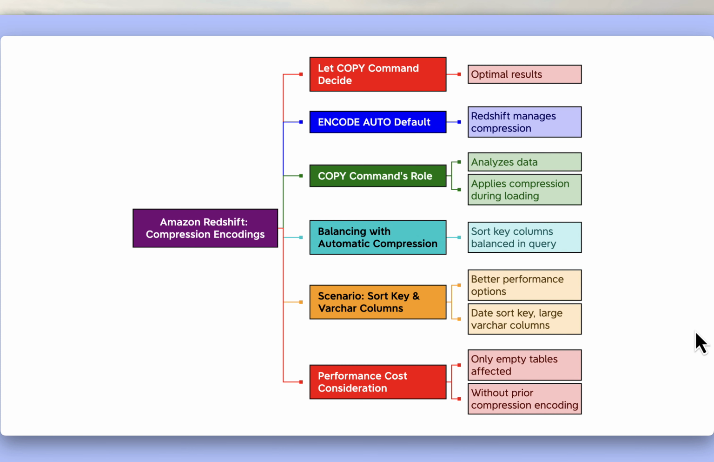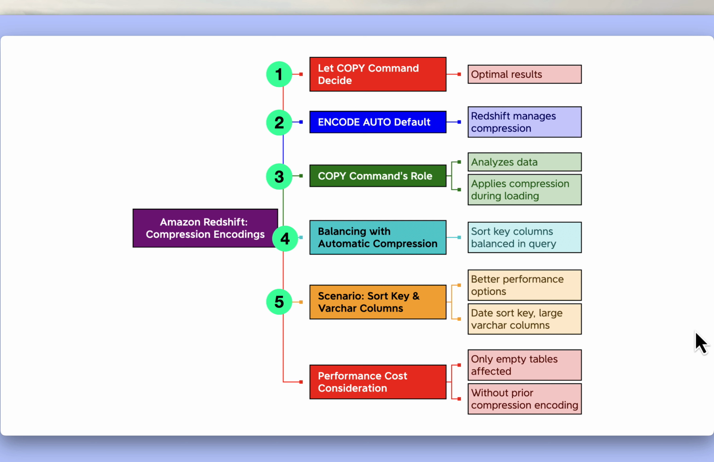Amazon Redshift, compression encodings. 1. Let the COPY command decide. In many cases, allowing the COPY command to choose compression encodings offers optimal results. 2. ENCODE AUTO default. By default, Amazon Redshift manages compression for all columns in a table with ENCODE AUTO. 3. COPY command's role. This command analyzes data and applies compression encodings automatically during the loading phase. 4. Balancing with automatic compression. Ensures that sort key columns remain balanced with other columns in a query.